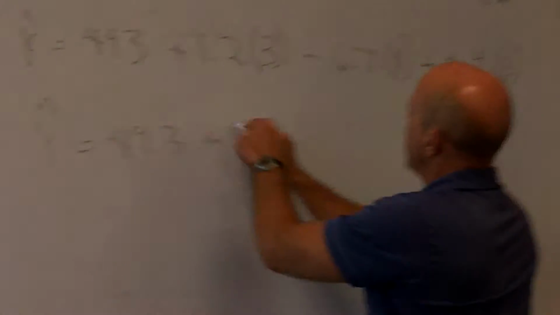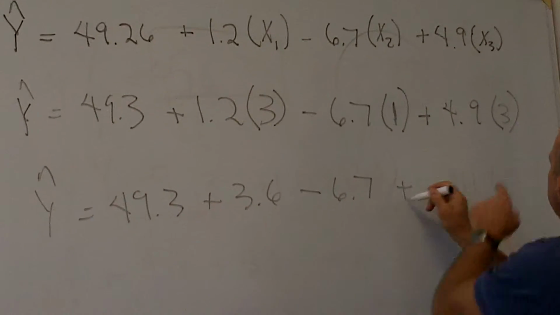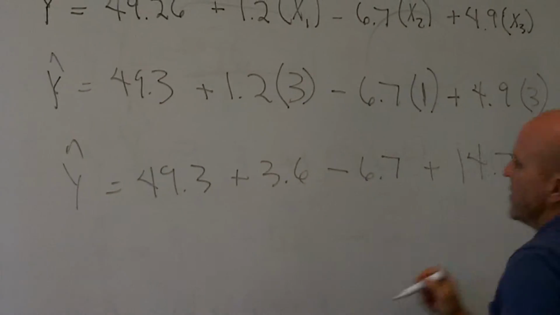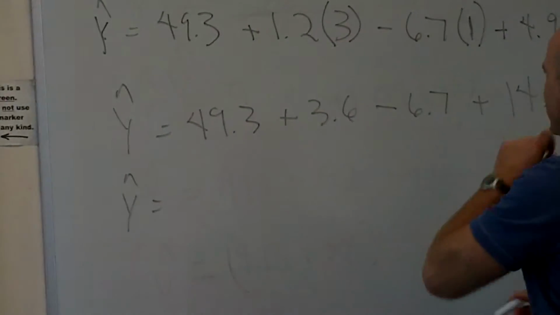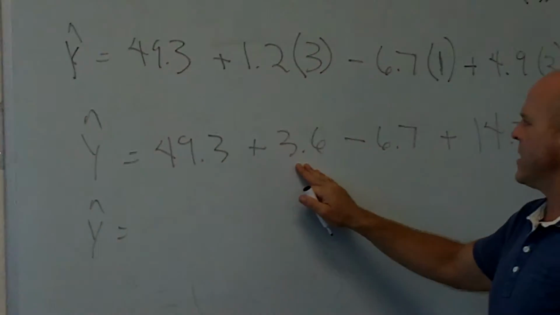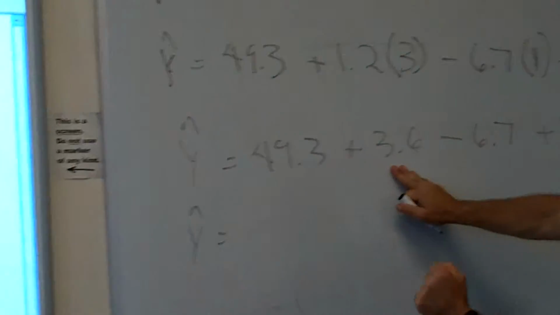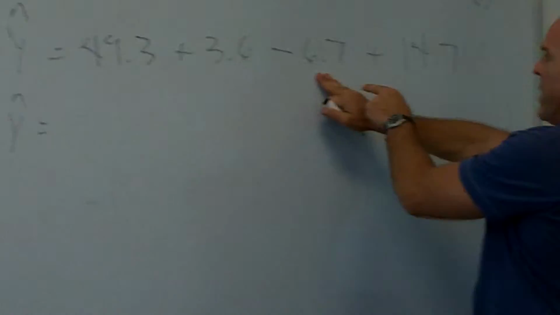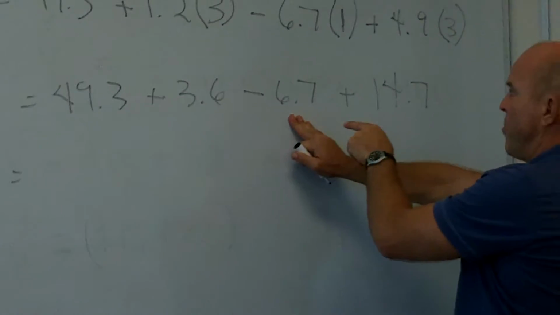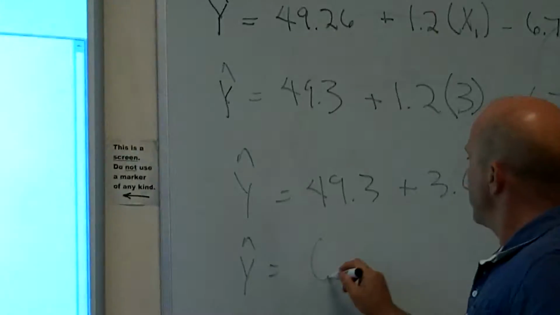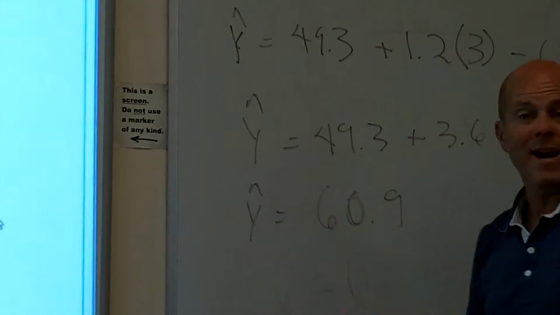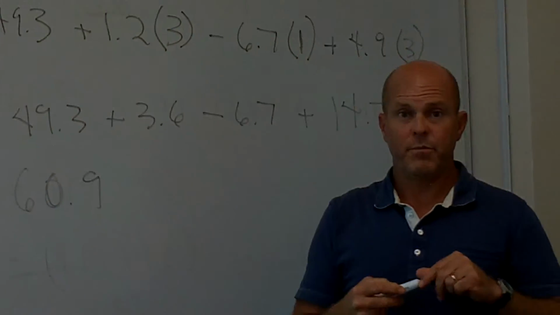And then we would solve it. Y equals 49.3 plus 3.6 minus 6.7 plus 14.7, and so y hat equals, let's see if we can just do this in our head. 49.3 plus 3.6 is 52.9. Then we go down to 46.2, and then we're going to boost it back up to 60.9. I may have gotten that a little off, but I think that's pretty close.